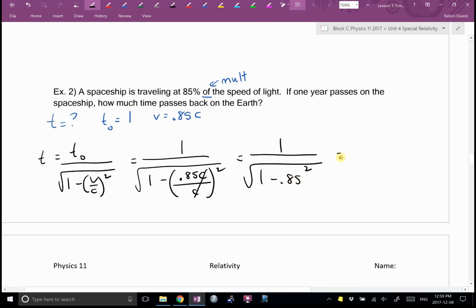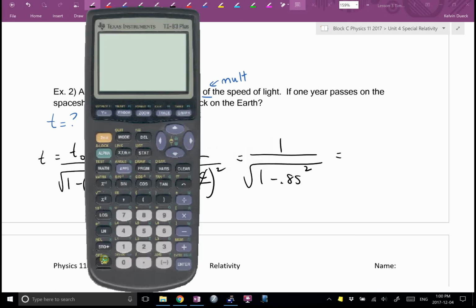Get your calculators out, and I'm going to strongly encourage you to follow along with me. It is possible to do this all in one fell swoop. I'm going to suggest don't until you get good. Instead, what we're going to do is type the bottom square root into our calculator first. So open up your calculator.